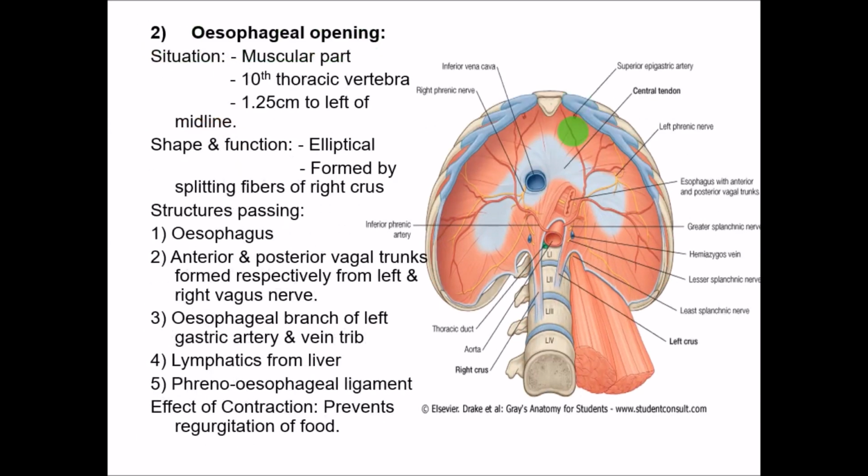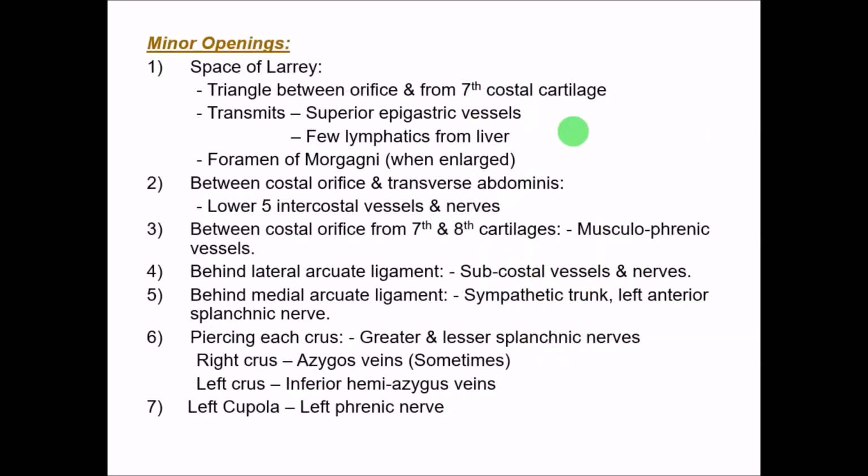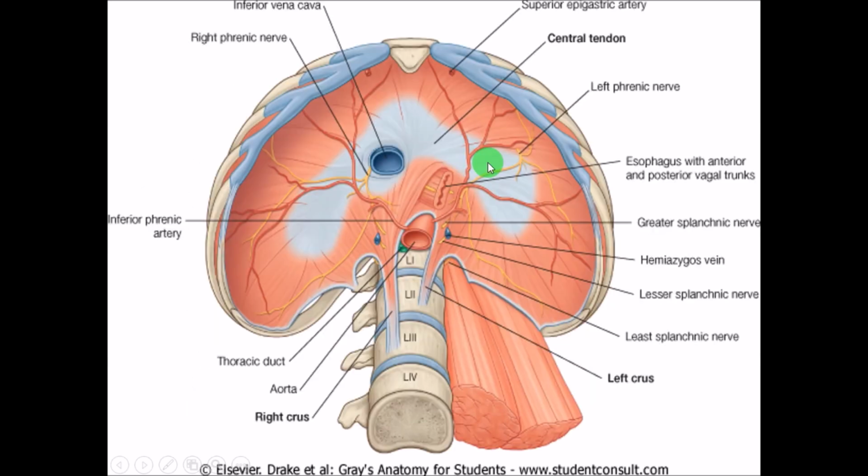So these are the three openings. One is the vena cava opening, the esophageal opening, and the third was the aortic opening. These are three major openings. Along with that, there are many minor openings. One is called the space of Larrey, which is a triangle between the orifice and the 7th costal cartilage. It transmits superior epigastric vessels and a few lymphatics from the liver, and it also forms the foramen of Morgagni when it is enlarged. We'll see the foramen of Morgagni.